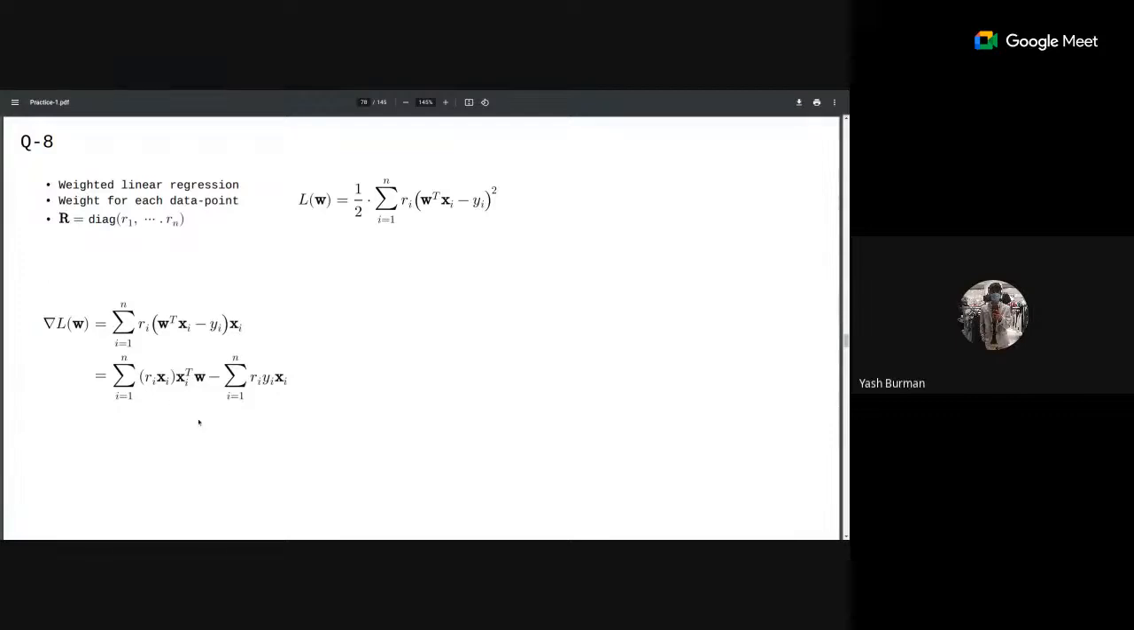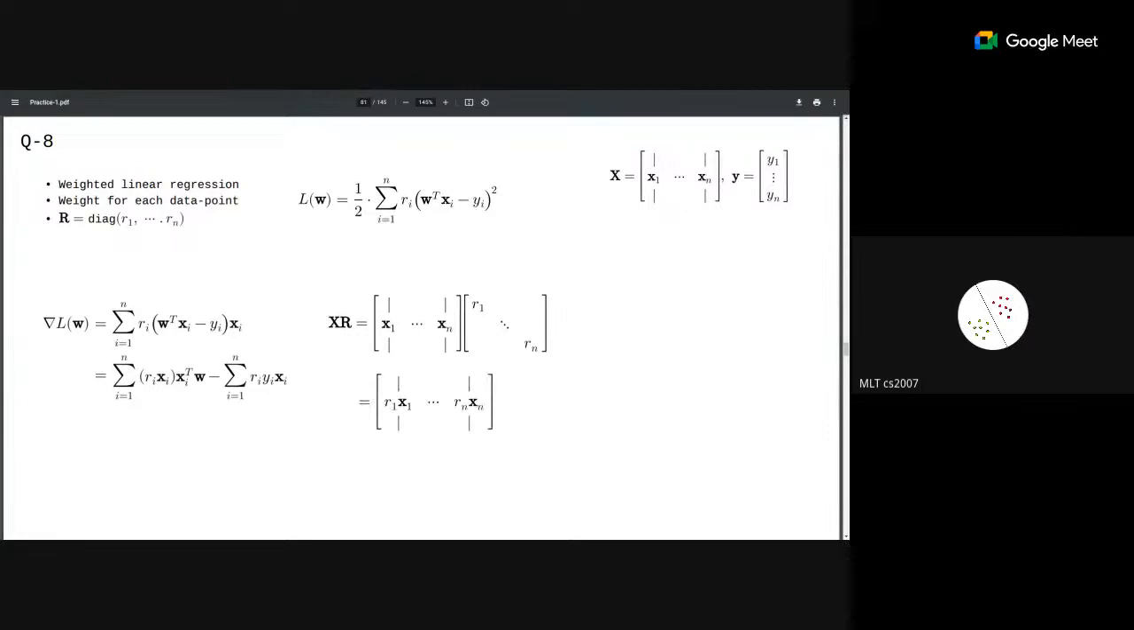Thanks. Okay, so once you do this, here is something. This is your usual X and Y, right? The data matrix and your label vector. R is this diagonal matrix, right? So I'm going to multiply X and R. If I multiply X and R, what will I get in each of the columns? Xi Ri, correct? So you'll get R1 X1, you'll get R2 X2.